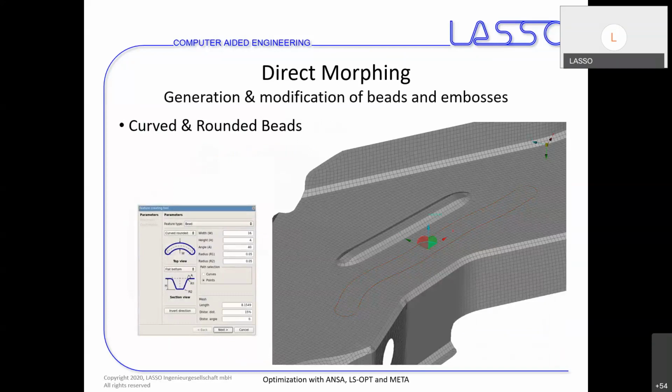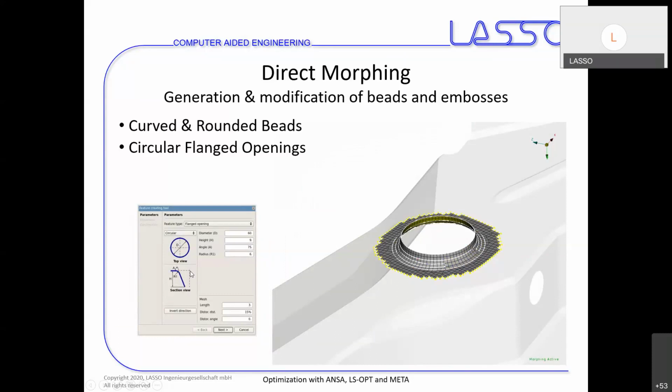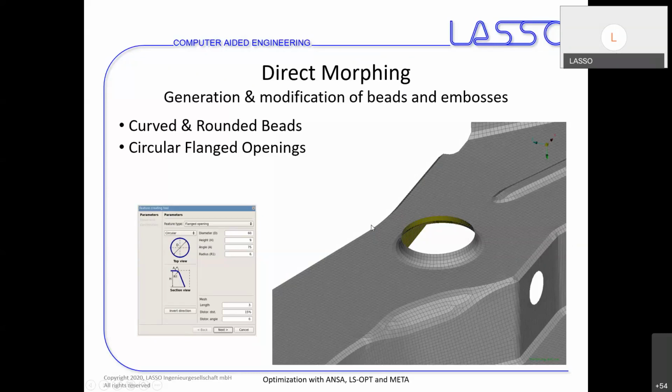Another functionality is the creation and the modification afterwards of so-called beads and embosses. It belongs also to the morphing. Not the creation itself, but we can move these features later on. So, for example, here we created such a bead. Create circular flange openings or other shapes.